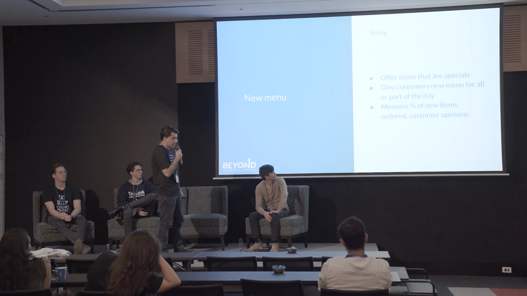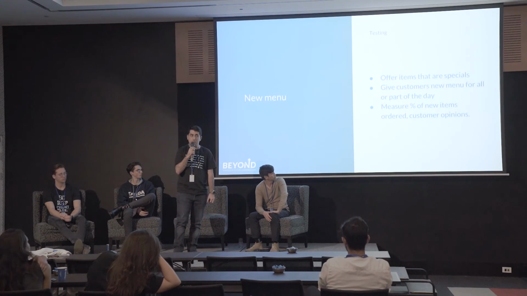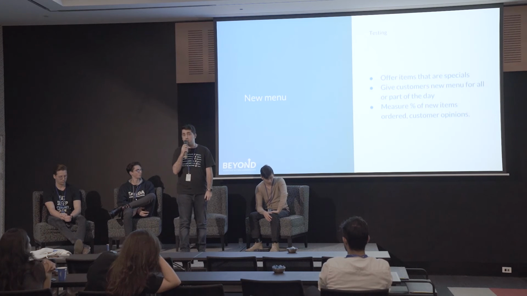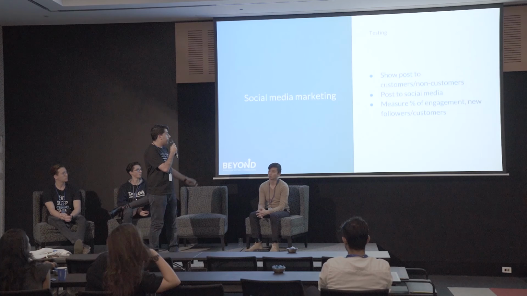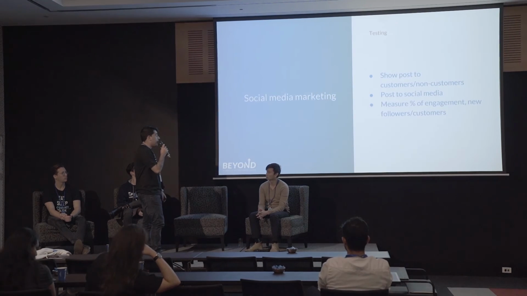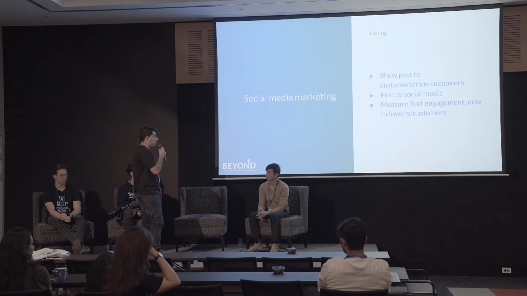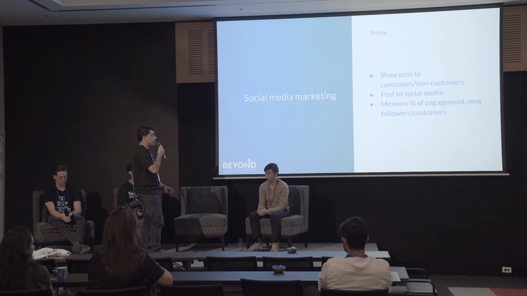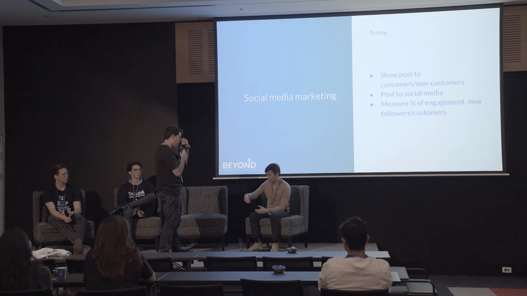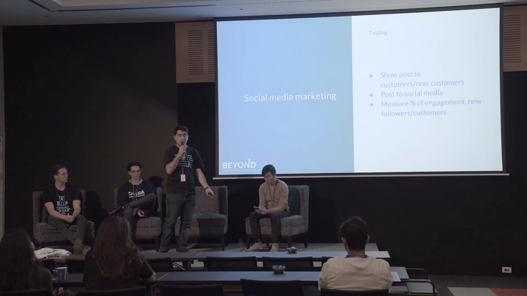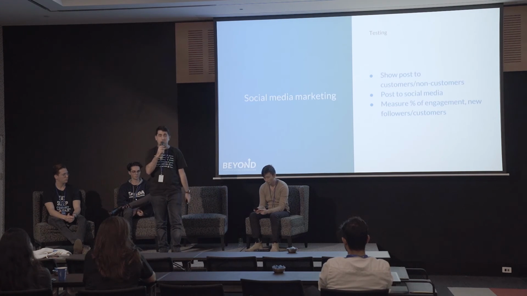For the new menu, some ways that you could test that, you could A/B test. Maybe run one menu on one day, run another menu on a different day, or a specific portion of the day. And for the social media marketing, what you could do there is essentially make sure that you're showing the post to different demographics, like customers versus non-customers, or different portions of the day, because at different points of the day, you'll find that there'll be different users actually using the platform.